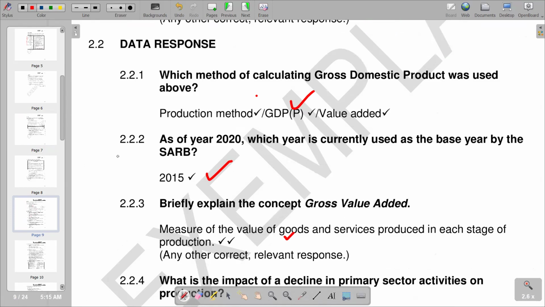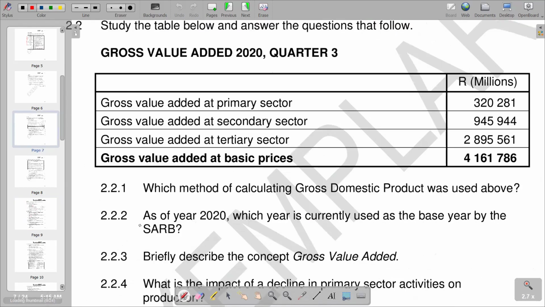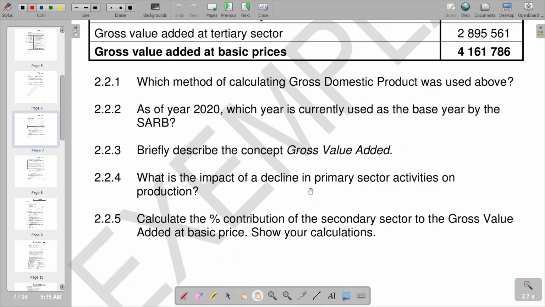Then we move on to the next part of our question, which reads, what is the impact of a decline in primary sector activities on production? Obviously, the decline in the primary sector activities is going to adversely affect the activities in the economy. Economic activity is going to be negatively affected because all the sectors depend on the primary sector. Remember, that's where we're going to have the raw materials that are going to be used in the production processes. So we have that effect whenever we have a decline in primary sector activities.